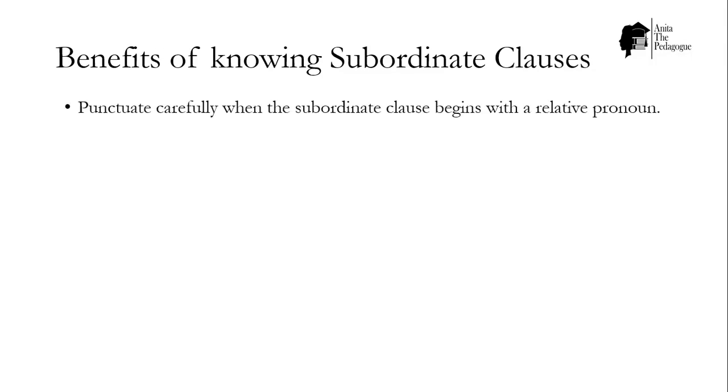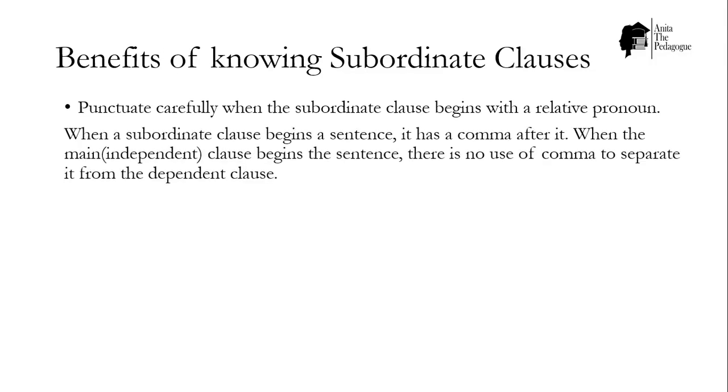It helps you to punctuate carefully when the subordinate clause begins with a relative pronoun. So let's take a look at this. When a subordinate clause begins a sentence, it has a comma after the clause. When the main or independent clause begins the sentence, there is no use of a comma to separate it from the dependent or subordinate clause. Let's take a look at this example.